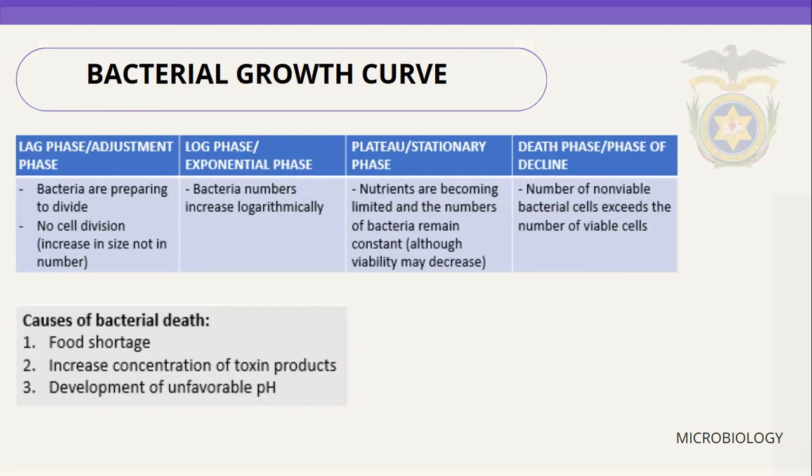And the next phase is the plateau or stationary phase. In this phase, nutrients are becoming limited and the number of bacteria remains constant, although viability may decrease. The last phase is the death phase or phase of decline, wherein the number of non-viable bacterial cells exceeds the number of viable cells. So remember the causes of bacterial death: number one, food shortage, the increased concentration of toxic products, and the development of unfavorable pH.